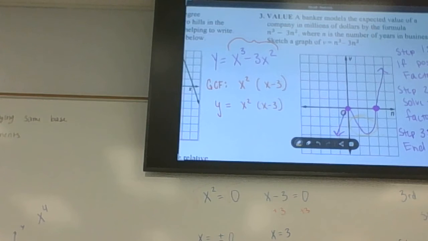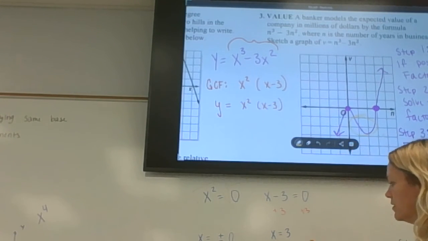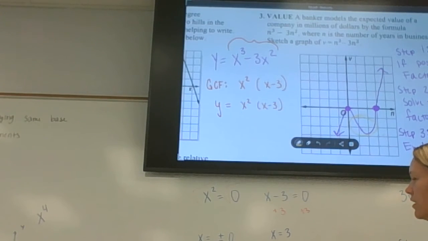So we already know we have a point at 0, 0, and another point at 3, 0. So let's plug in 1 and 2 to the function to get these 2 points more precise. So you're plugging it into x to the third minus 3x squared. Plug the 1 in, get your answer. Plug the 2 in, get your answer.